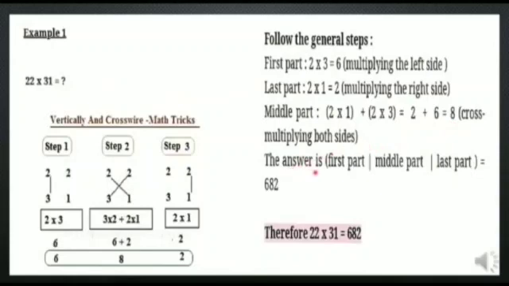So how will we write the answer? We will write the first part first, then the middle part, then the last part. So what is the first part here? 6. Middle part is 8 and the last part is 2. So therefore the product of 22 and 31 is 682.